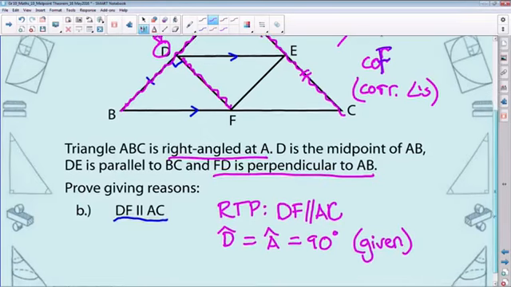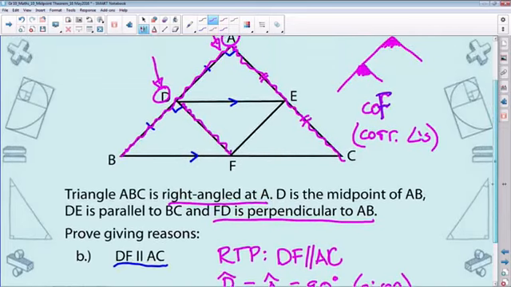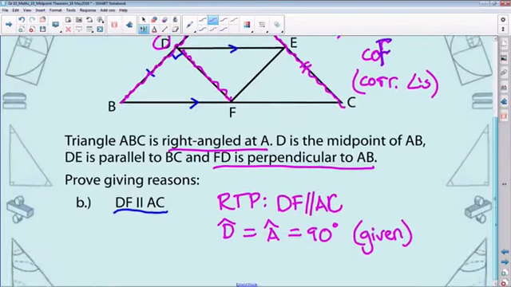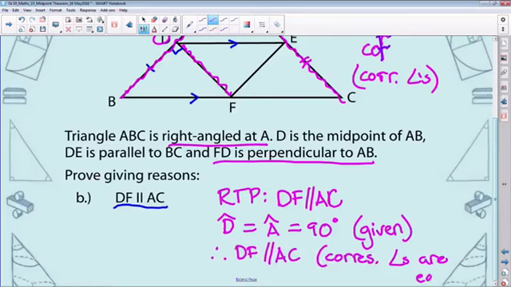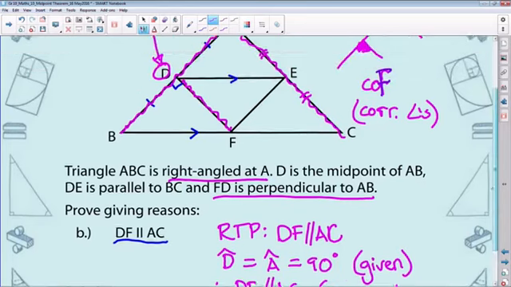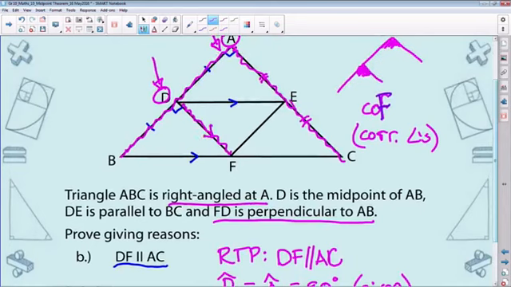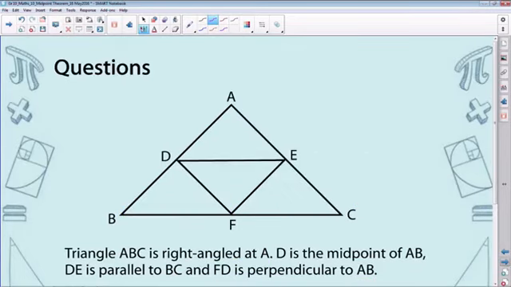Okay, so that means that the two lines are parallel. I don't have to prove anything else. I just have to say, therefore, DF is parallel to AC. Why? Because our corresponding angles are equal. Corresponding angles are equal. And that automatically means that the lines are parallel, because corresponding angles can only be equal if the lines are parallel. Okay, now there's one last part to this question, so let's go to that.